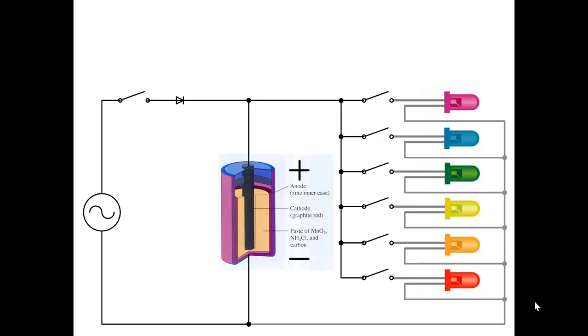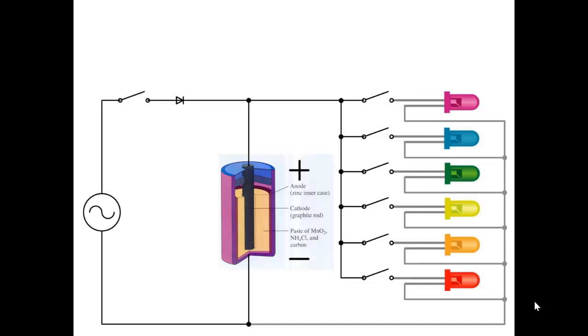If we add more circuits to this cell, basically we have 6 LEDs now, and we have 6 individual switches, and they are in parallel. So all 6 of these load circuits with their 6 individual switches are in parallel with the batteries. The battery's 1.5 volts. So if we turn on one LED, then we have 1.5 volts across one LED.